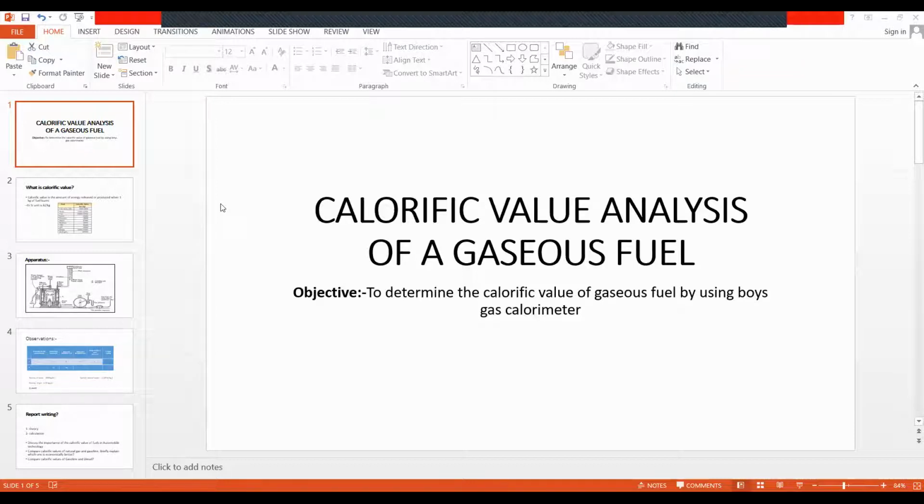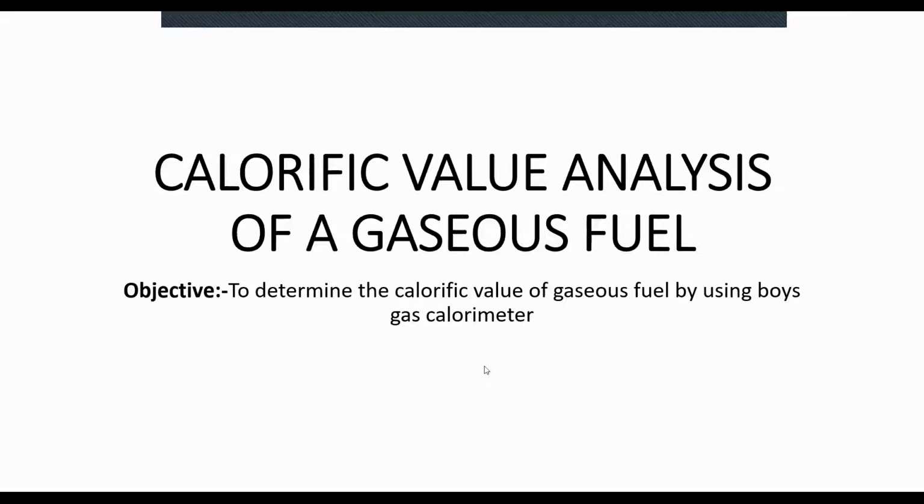It is energy, a form of energy. There is chemical energy inside every fuel. When the fuel is burning, that chemical energy will be converted into heat energy, thermal energy. That is happening when the fuel is burning inside the engine or anywhere.